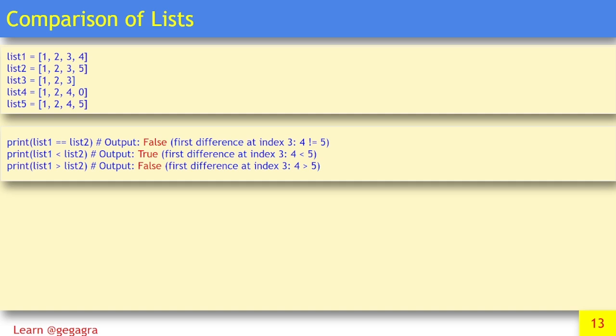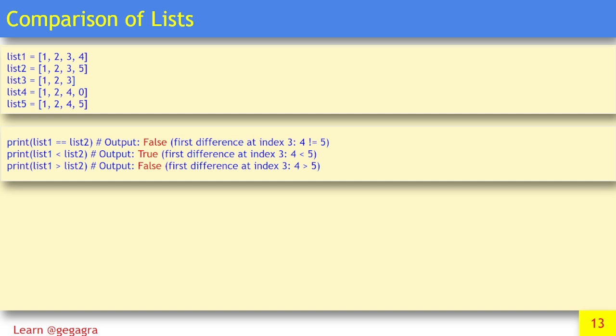When you print list 1 is greater than list 2, sorry, 1 is equal to 1, 2 is equal to 2, 3 is equal to 3, but 4 is not equal to 5. 4 is less than 5, and because it is asking whether list 1 is less than list 2, it gives true. But list 1 greater than list 2 gives false, because 4 greater than 5 is false.